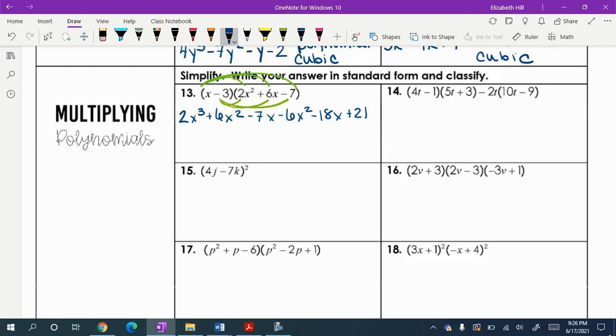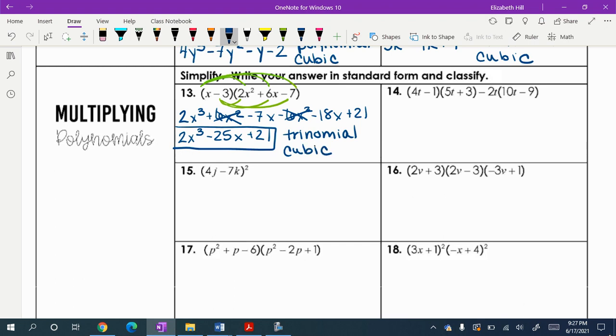When I look at like terms here, I've got a 2x to the third, I've got 6x squared and -6x squared, so they're going to cancel out for me. -7x and -18x, that's -25x plus 21. So there we end up getting a trinomial with a degree of 3, so it is a cubic trinomial.